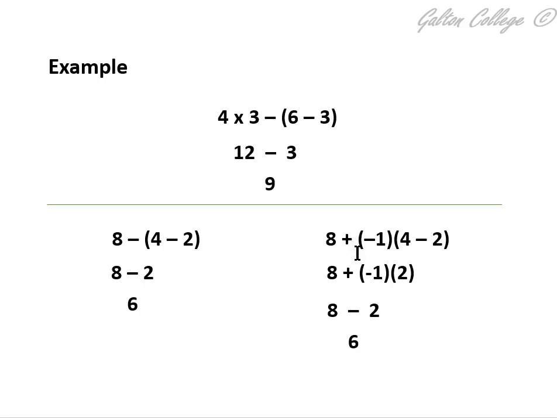We could do, here we have 8 plus minus 1. Now here we're just making it slightly differently. Here we have 8 minus 4 minus 2. Here we have 8 plus minus 1, 4 minus 2. You see, the minus 1 and the plus will become a minus. So here we've got 4 minus 2, which is 2, and this is minus 1 plus that.